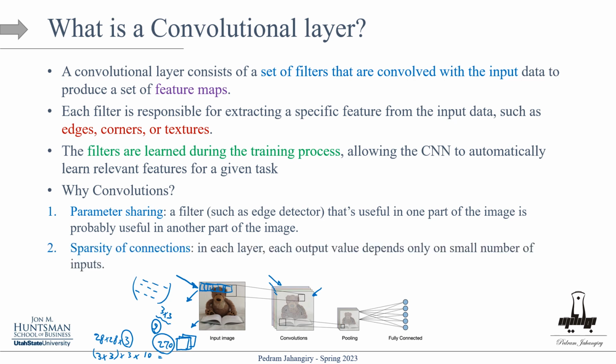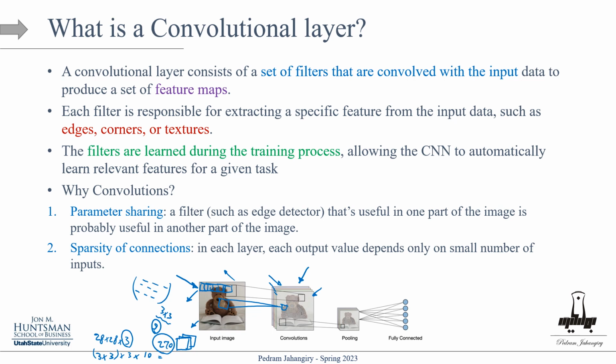The second one that we already talked about is sparsity of connections. What I mean is that at each convolutional layer, the output value depends only on a small number of inputs. For example, here the output only depends on a small patch of the pixels. This is very important because, as we talked about, if you flatten this 28 by 28 by 3 image in a vertical manner and feed it into the network, then the number of parameters is going to be a lot. So we don't need that global connection. We just need local connections for extracting features locally.